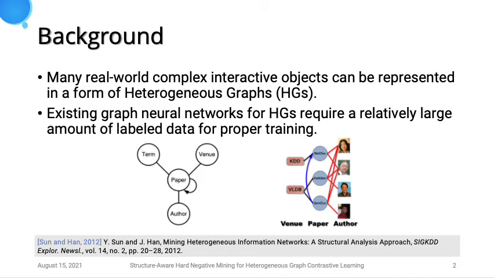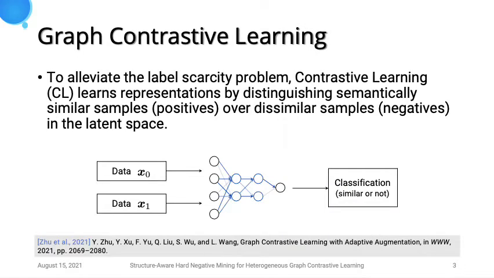Many real-world complex interactive objects can be represented in the form of heterogeneous graphs, where nodes and edges can have multiple types. As a de facto model for analyzing graph structure data, graph neural networks require a relatively large amount of labeled data for proper training. To alleviate the label scarcity problem, we propose to leverage graph contrastive learning, which learns representations by distinguishing semantically similar samples over dissimilar samples in the latent space.